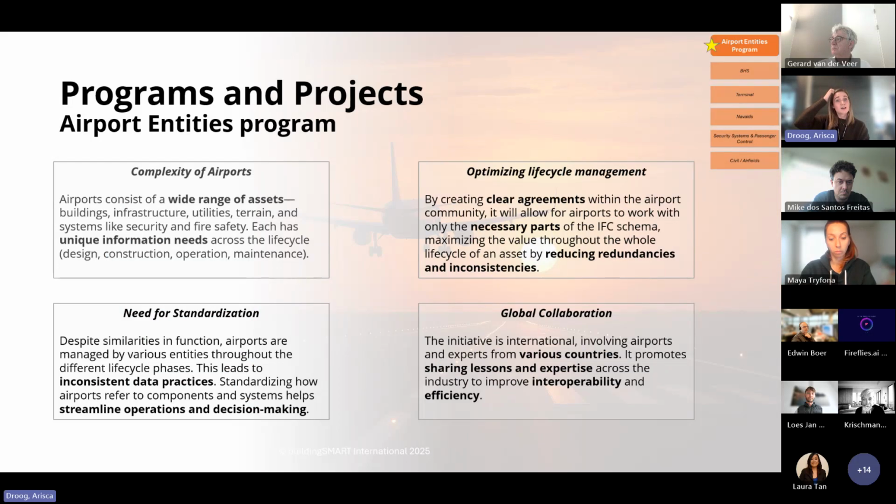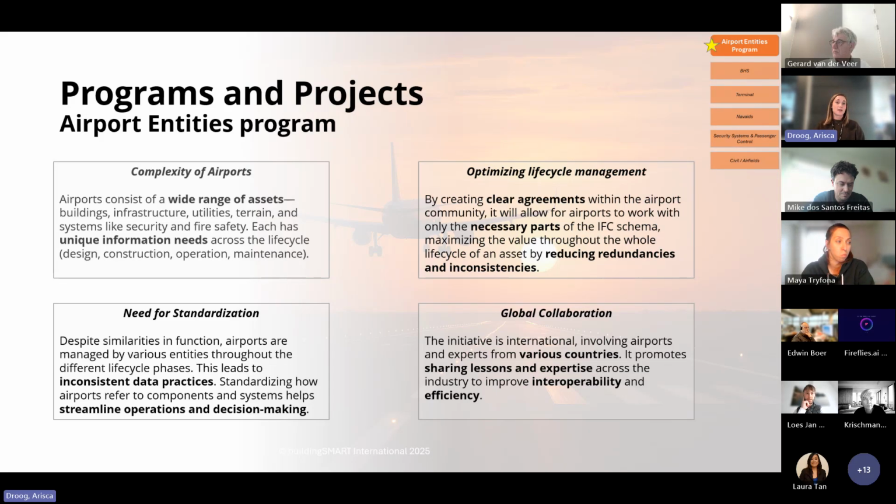To start, the Airport Entities program is part of the programs and projects. We are restructuring the airport domain, and so we created a kind of pillar of the Airport Entities program. For the future, the idea is to add different types of programs and projects to this pillar. But for now, we're focusing on the Airport Entities program.